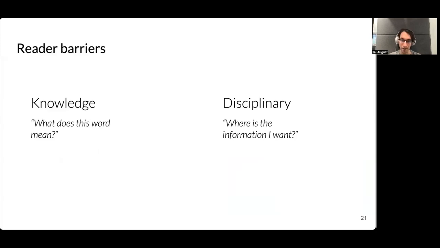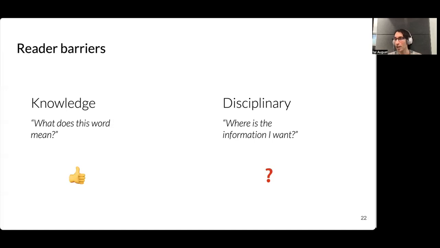The second set of barriers were disciplinary barriers, which are based on understanding how information in a field, in this case medicine, are communicated. So examples include knowing how to find relevant information in the paper, as well as being able to assess a paper's rigor. A question that came up a lot that's representative of a disciplinary barrier is, "Where is the information that I want in this paper?"